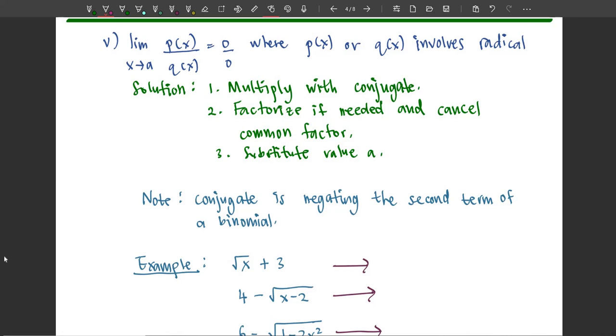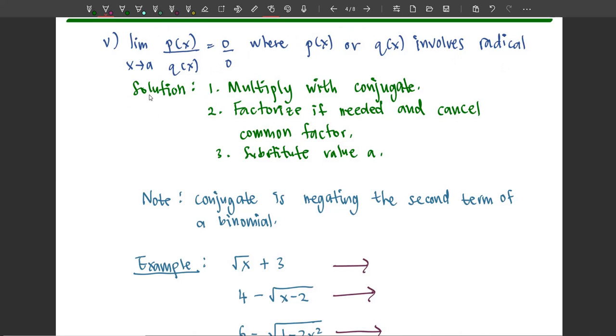Assalamualaikum and good day. So right now for the third part, it's going to be for this type of question. For example, let's say when we try to determine the value of limit px over qx when x approaches a, we have 0 over 0, which is an indeterminate form, and one of these px or qx involves a radical.